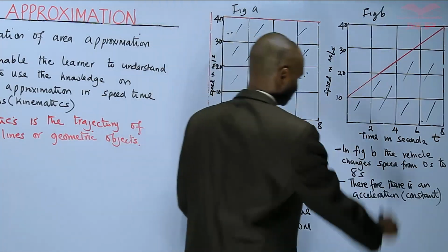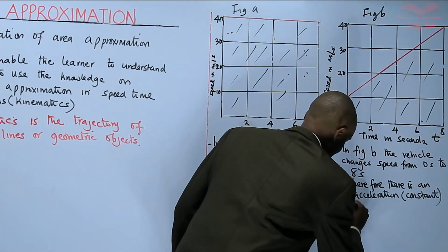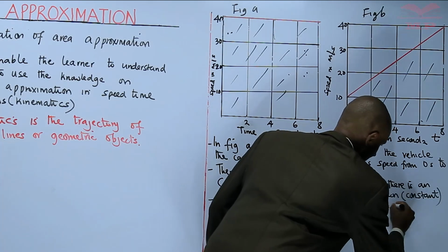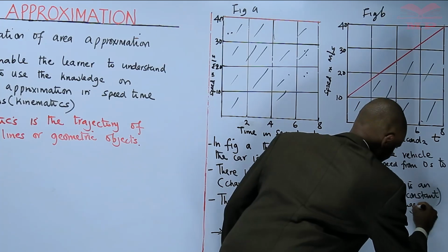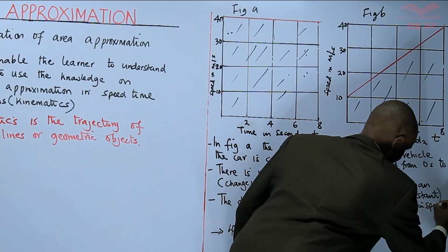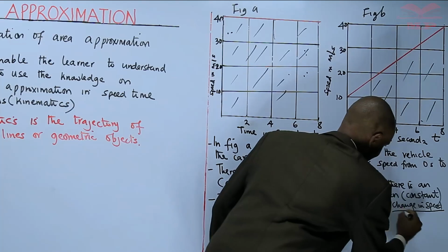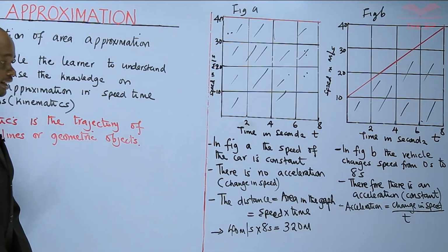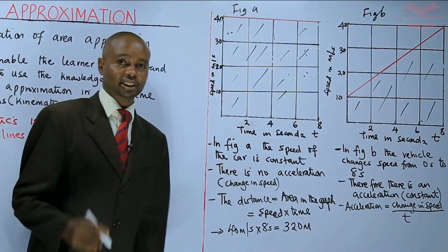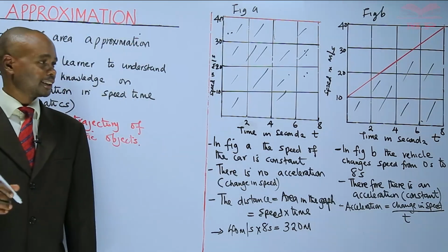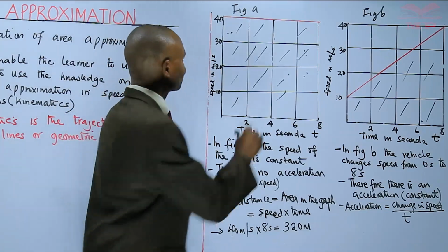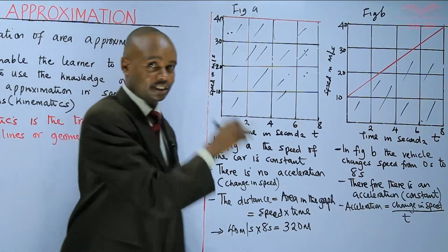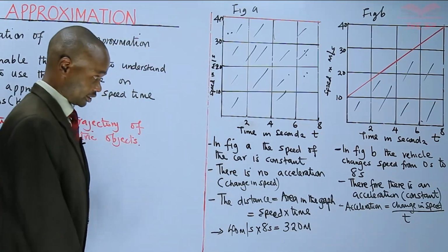It doesn't change. And acceleration is equal to change in speed divided by time. In the first case, we realized there was no acceleration. The speed was constant. That's why the line was parallel to the x-axis. Constant, no change, same speed.